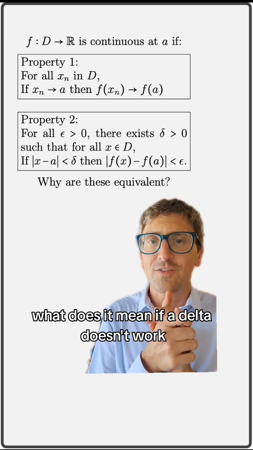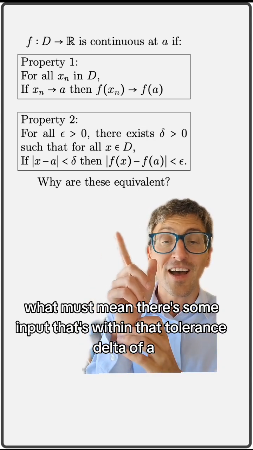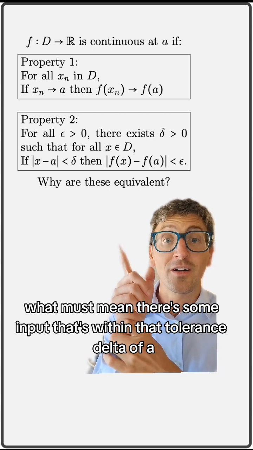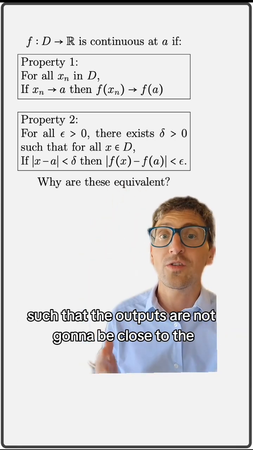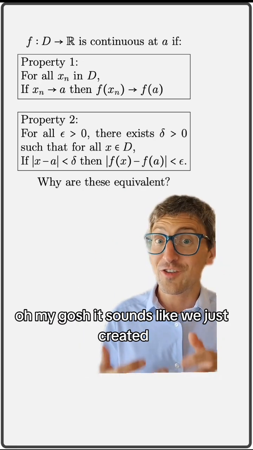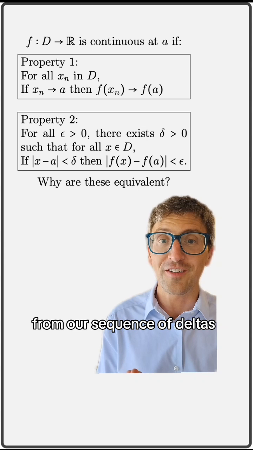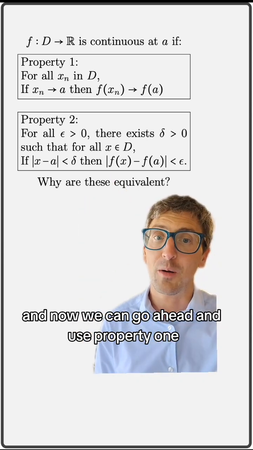Well, what does it mean if a delta doesn't work? It must mean there's some input that's within that tolerance delta of A, such that the outputs are not going to be close to the value they're supposed to be close to. Oh my gosh, it sounds like we just created from our sequence of deltas a sequence of inputs. And now we can go ahead and use property 1.